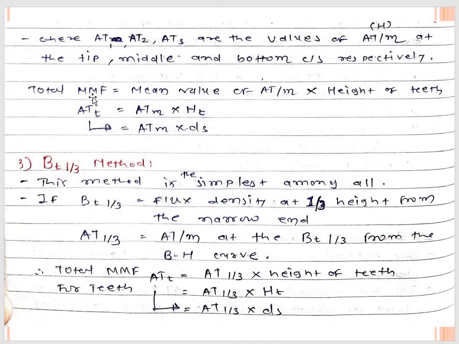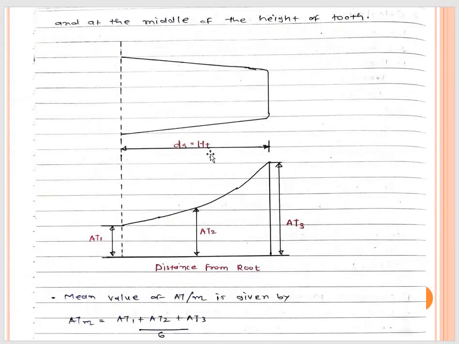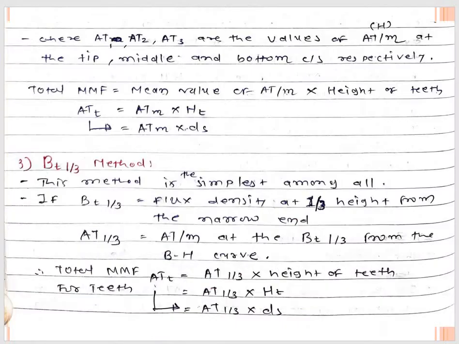Now the total MMF required for the tapered teeth is given by the mean value of the ampere turn per meter, or mean value of H, multiplied by the height of the teeth. So it is given by AT mean multiplied by HT, where HT is the height of the teeth, and from the figure we can see that the height of the teeth is given by DS, the slot depth. So this is the total MMF required for the tapered teeth using Simpson's rule.